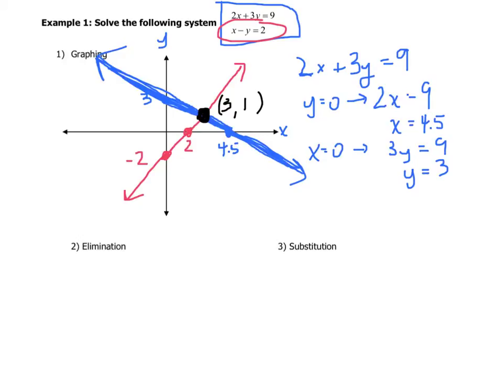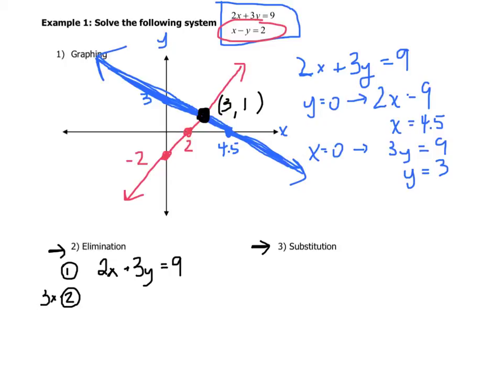Instead of doing this whole graphical deal, I could have used something called elimination or something called substitution. So let's do elimination first. For elimination, you rewrite the two equations together, but you set them up so that when they are added together, the result is that a variable is eliminated. So this is the first equation. Equation number one was 2x plus 3y equals 9.